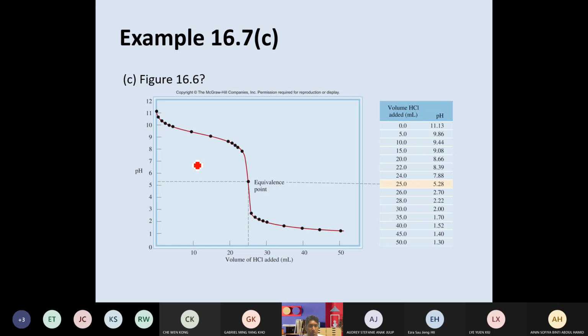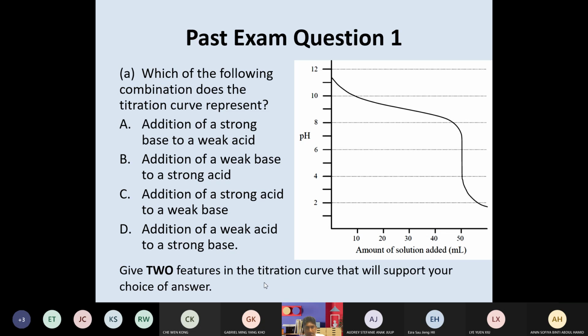At 25 here, it will be the equivalence point. So 25 is 5.25 pH. Around this point, it attains the equivalence point. Yeah, so this is it for today.